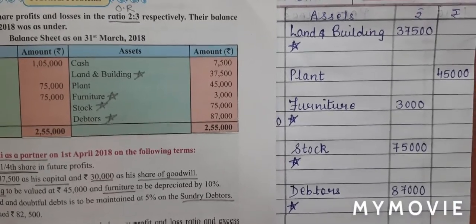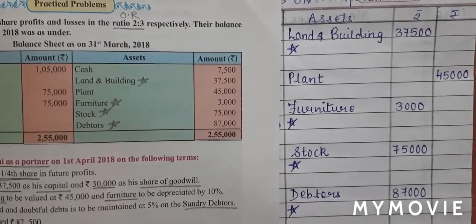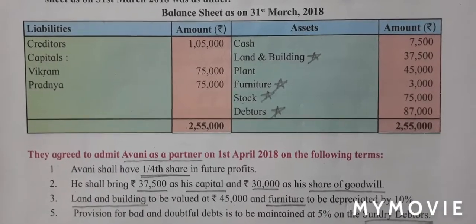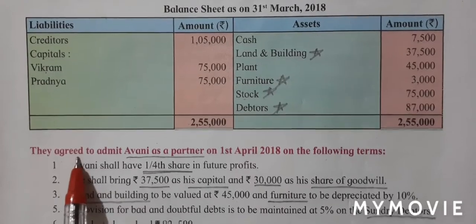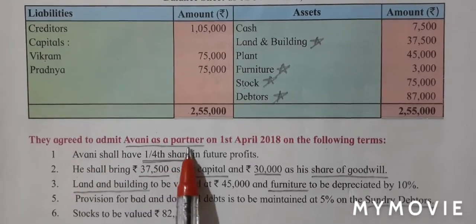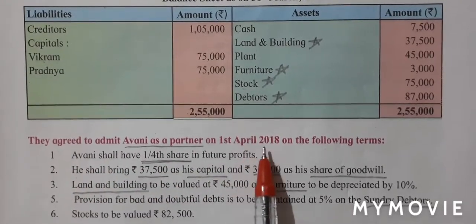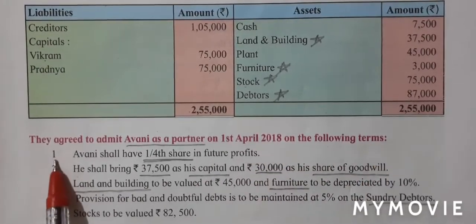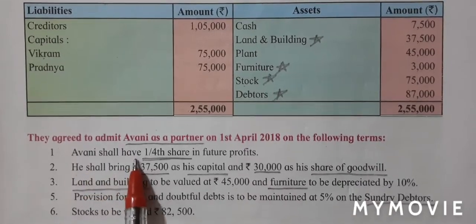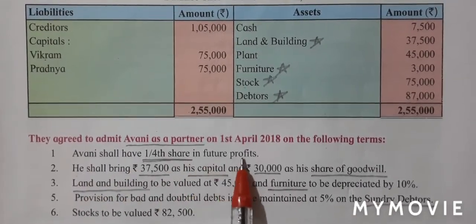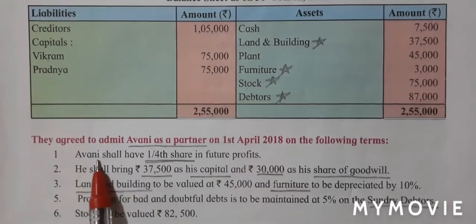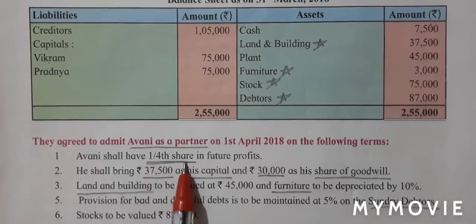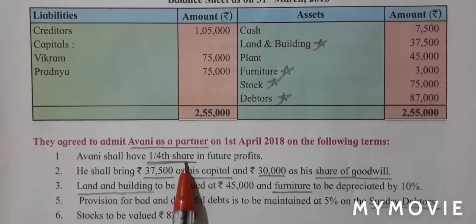So students, we are done with step number 1, transferring from the balance sheet. We will now begin with step number 2, reading of adjustment. They agreed to admit Avni as a partner on 1st April 2018 on the following terms. Number 1, Avni shall have 1/4 share in future profit, which means the new partner's share in the future profit will be 1/4. We will be discussing and calculating the new share later on.